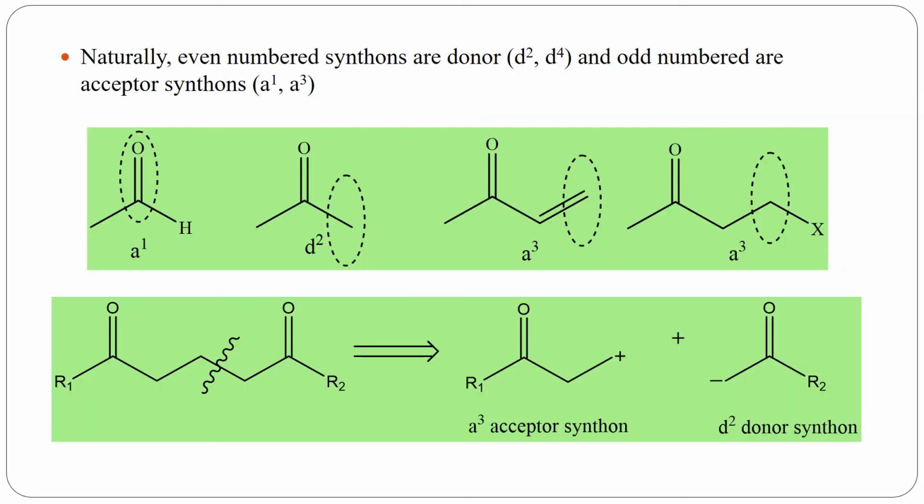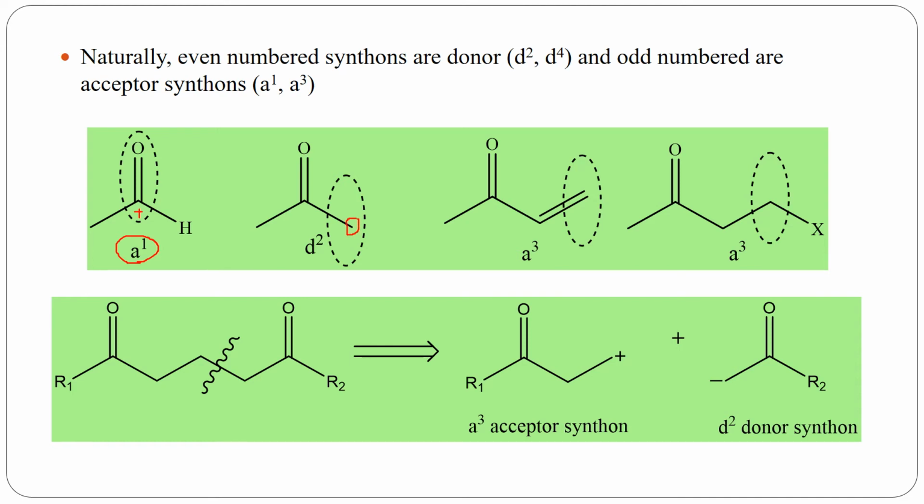Here is the classification of synthons on the basis of their position. The first carbon, which is attached to the functional group, or the carbonyl carbon, is 1. It is always an acceptor synthon. Usually it's a positive charge, so it is A1, first carbon, and it is acceptor. The active methylene, it is D2, a donor synthon.